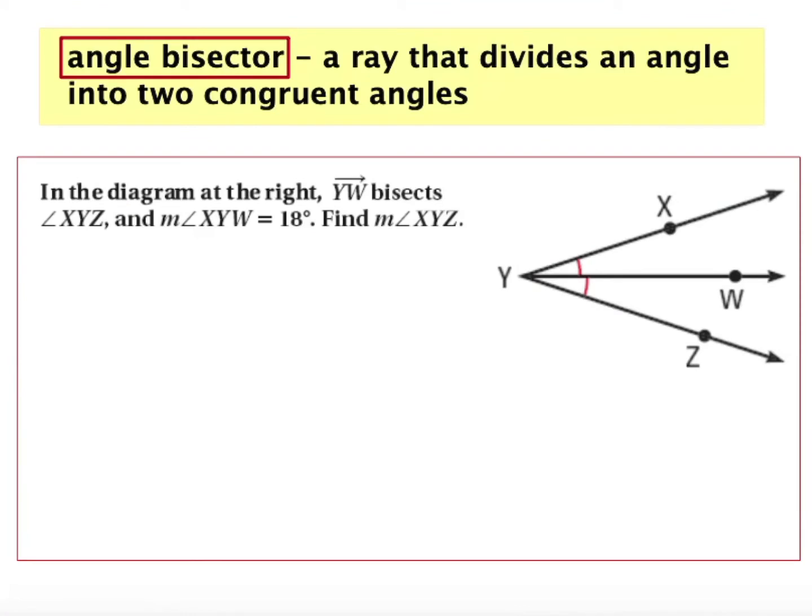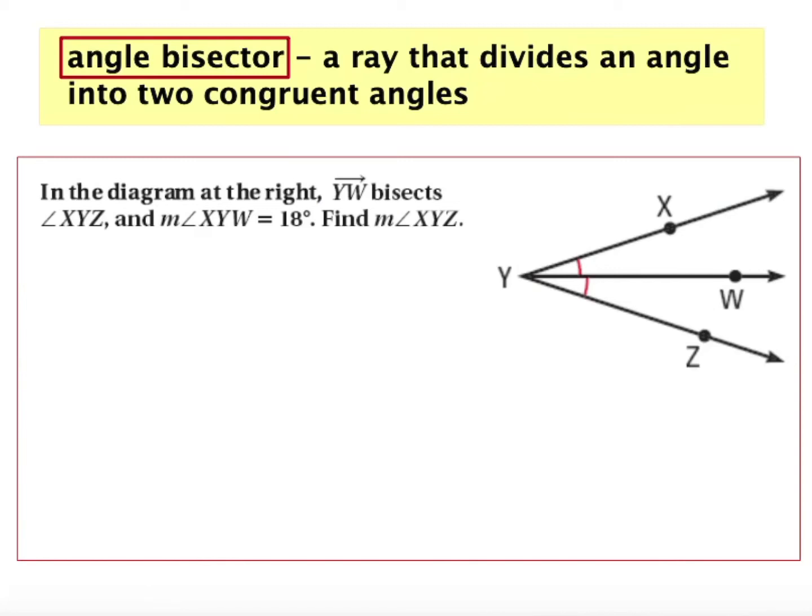And one more vocab word for the day. It's angle bisector. We talked about segment bisector the other day, and that had to do with sort of the midpoint of a segment, right? It was something that goes through the midpoint, cuts that segment into two congruent pieces. An angle bisector, exactly the same idea. It's a ray, or could be some other thing, that divides an angle into two congruent angles.